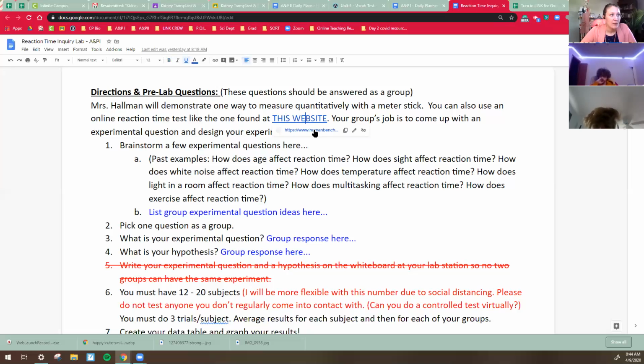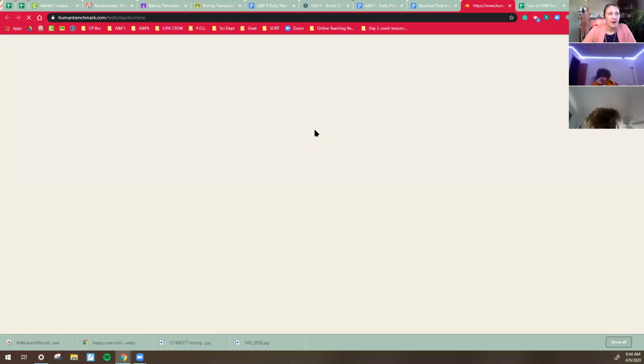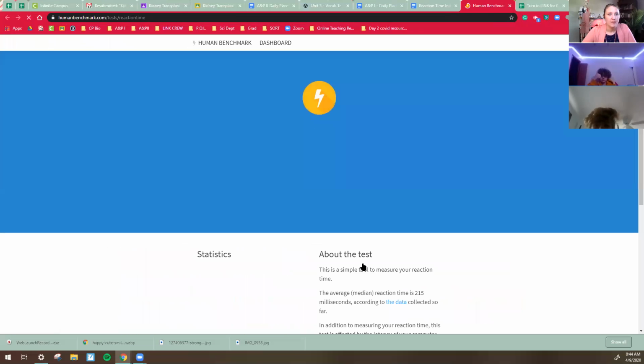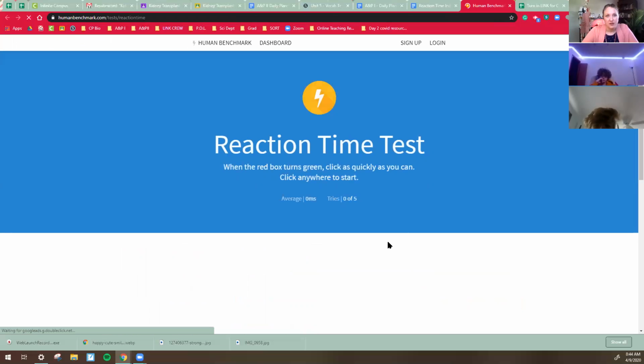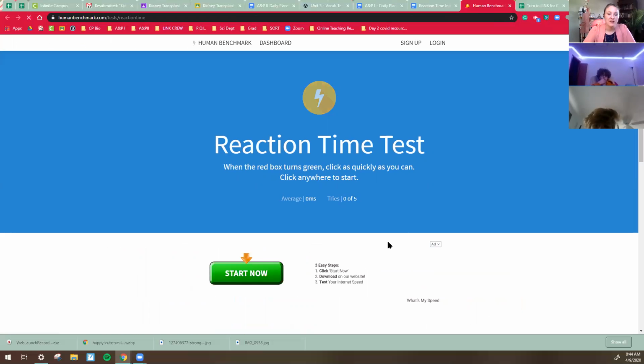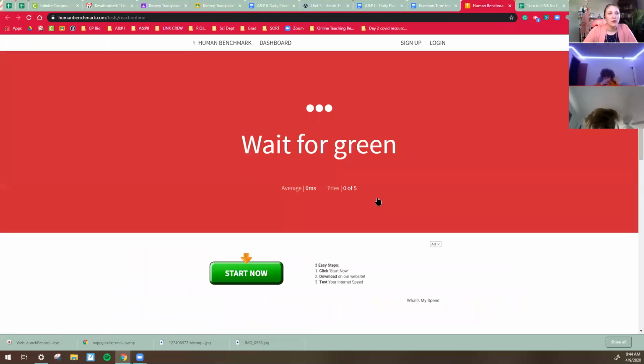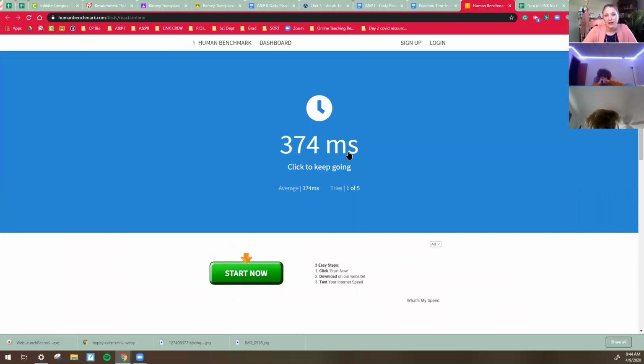The second one is this website. Can you guys see this loading right now? Okay. So this website is specifically meant for different types of testing. The one that I directed you to was the reaction time test. If you click on the screen anywhere, anytime the screen goes from red to green, the green color is your stimulus. So I clicked and it took me 374 milliseconds to click when I saw that green coloration.